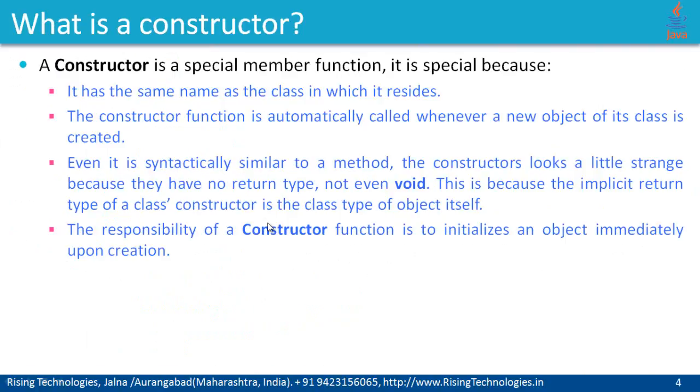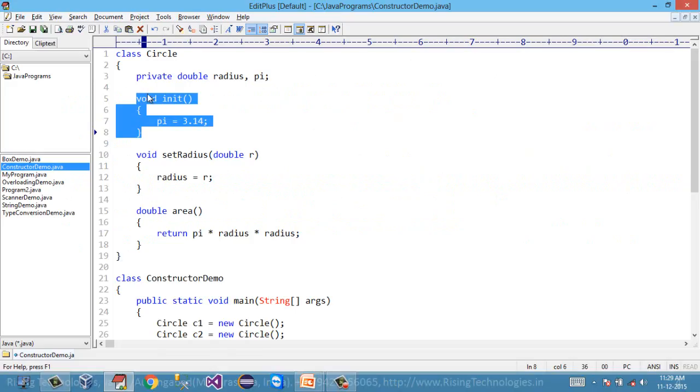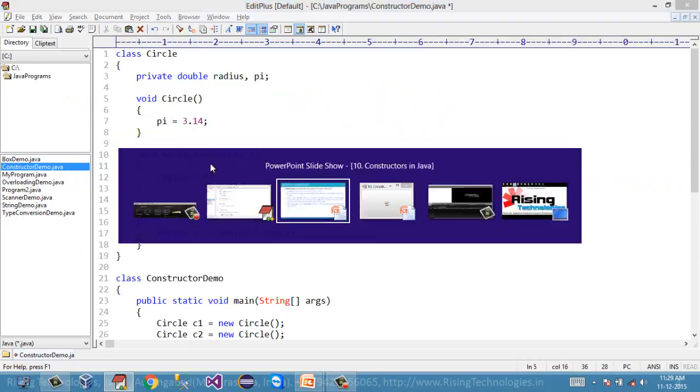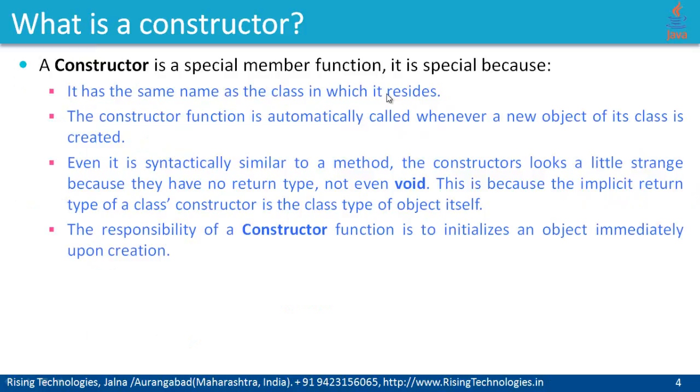So what is a constructor function? A constructor is a special member function. It is special because it has the same name as the class in which it lies. So suppose I have this circle class and I want to define a constructor. The name of that function will be the same as its class name. So I'm going to say circle. Okay, so it has the same name as its class. The constructor function is automatically called whenever a new object of this class is created.